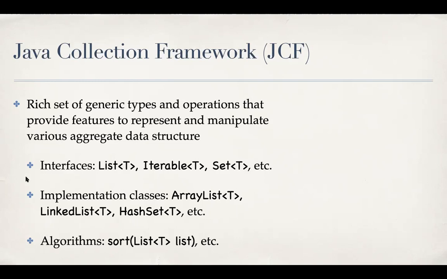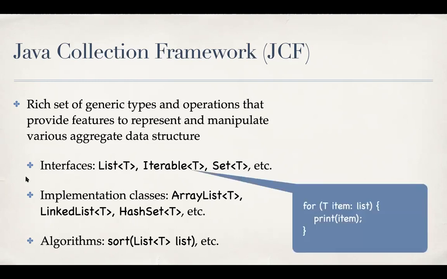One point before we move on, the iterable interface provides a method iterator, which allows for visiting all the members of a collection, like a list or a set, and then you can use what's called a for each loop, which is a simplified syntactic sugar for visiting all elements. So this loop here reads, for each T item in list, print the item. So a very concise form for, let's say, printing all the elements of a list.